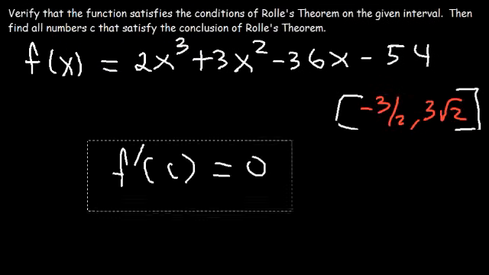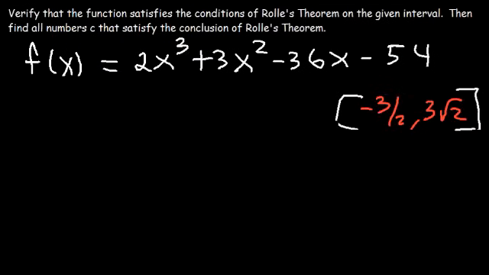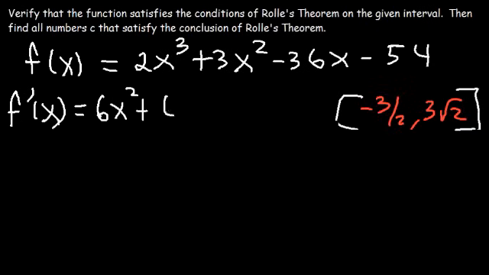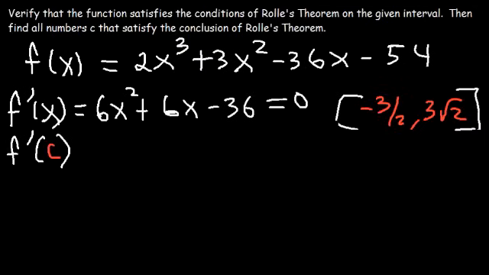So let's find the value of c. So first, let's find the derivative. The derivative of 2x cubed is 6x squared, and the derivative of 3x squared is 6x, and negative 36x will become negative 36, and the derivative of a constant is 0. So let's set it equal to 0. So f prime of c is equal to 6c squared plus 6c minus 36.